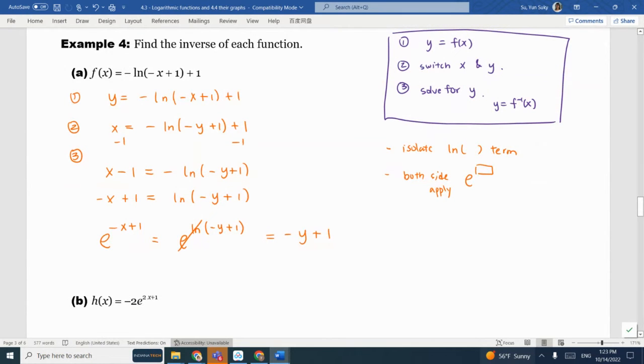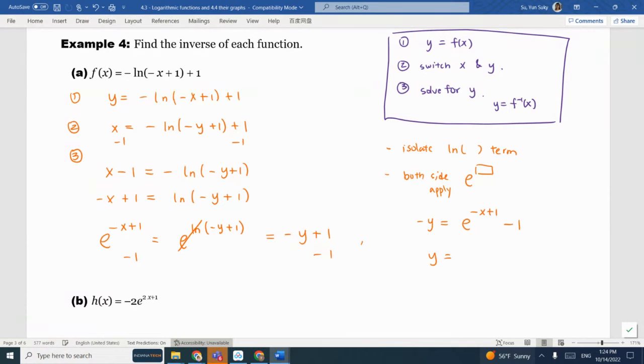How do you solve for y? Subtract 1. So we have negative y equals e to the negative x plus 1, subtract 1. By the way, can I cancel this one and this one? No, this is the exponent, right? We cannot cancel it.